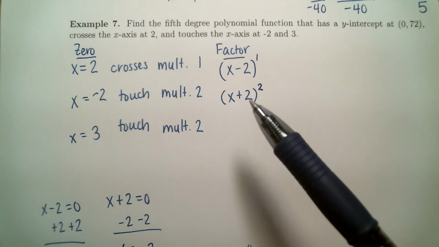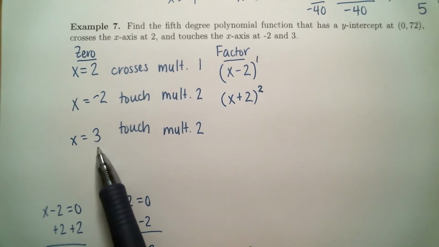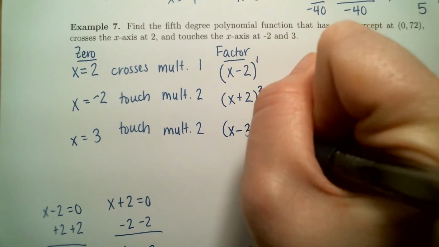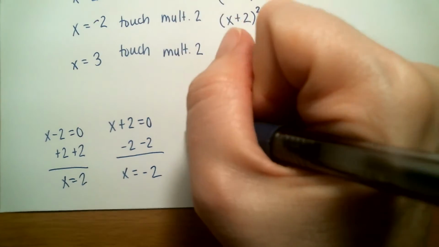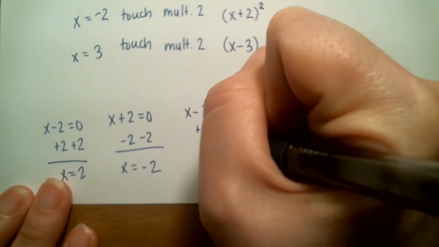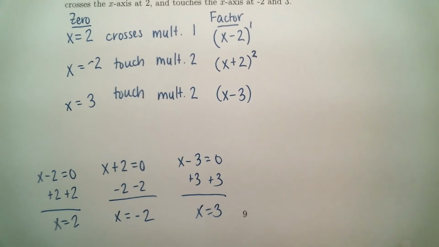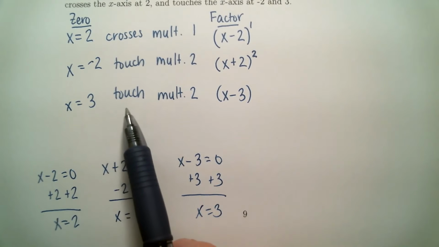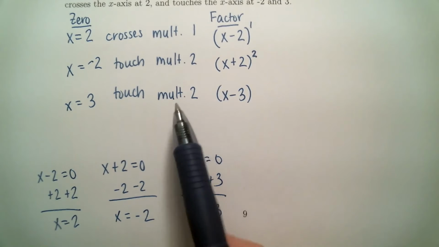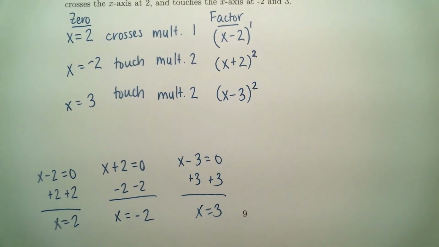Lastly, let's come up with the factor for x equals 3. If x equals 3 is a zero, that has to come from x minus 3. If you set x minus 3 to 0 and solve, you would get x equals +3. So that's your factor. We know the graph is touching the x-axis at this point, so that implies an even multiplicity. We use the smallest possible, so this factor needs to be raised to the second power.